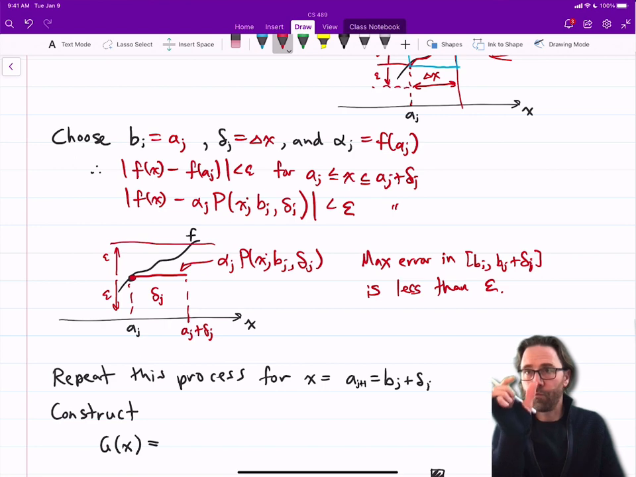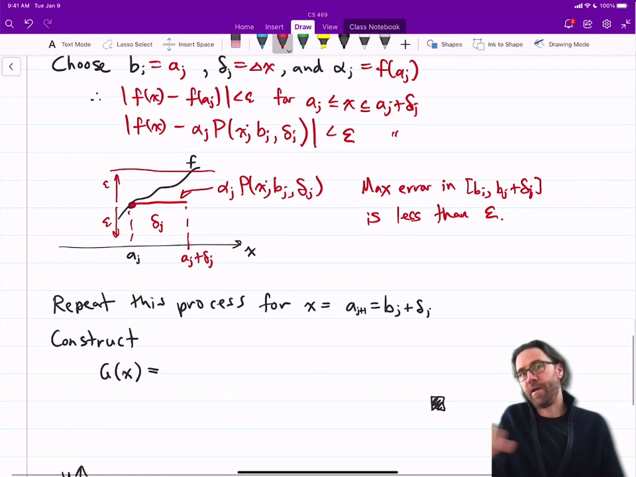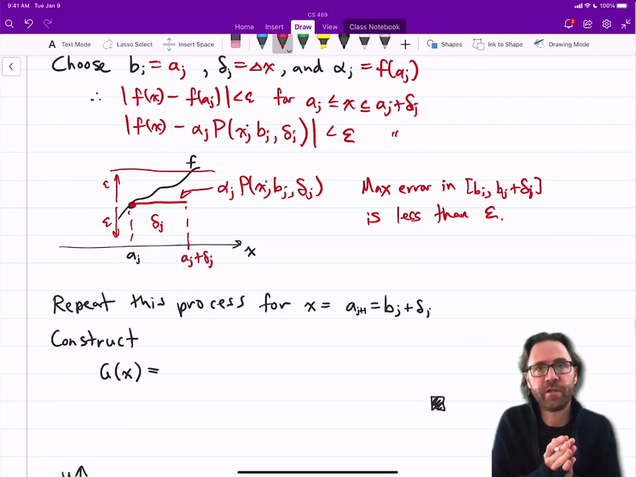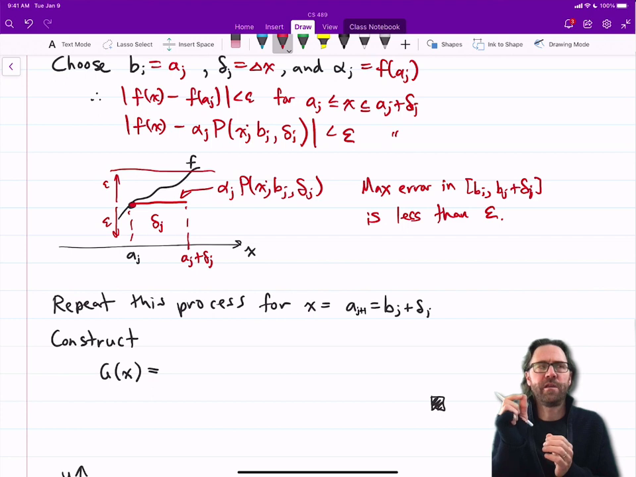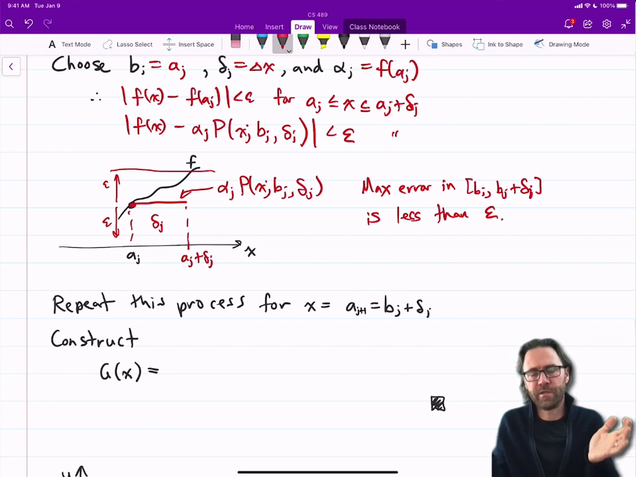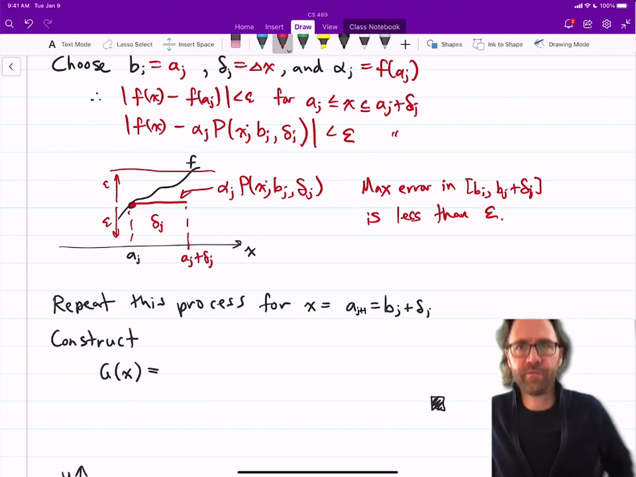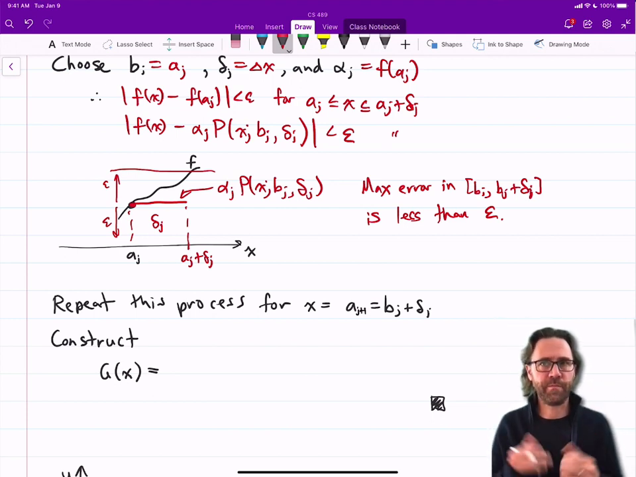So this shows you how to make one piece for that interval. You just repeat that process at alpha j plus delta j. You just say, okay, let's make another piece. And of course, the width of the next piece, or the width of each piece, depends on what epsilon constraint you're given. If you're given a really restrictive epsilon, then you have to choose a smaller delta. You're going to need more pieces, and we'll come back to that in a minute.